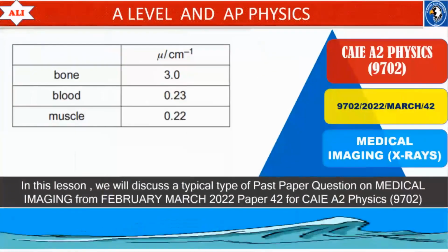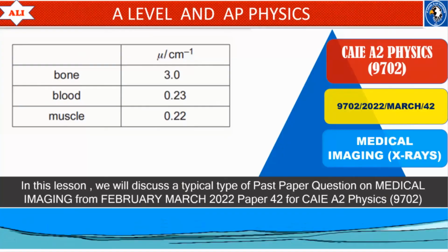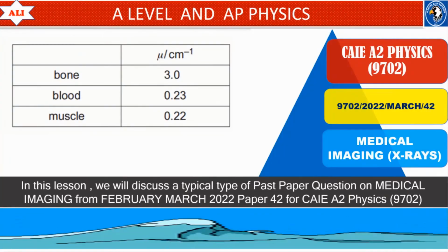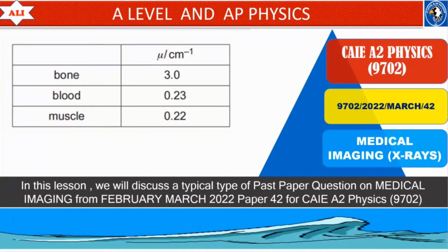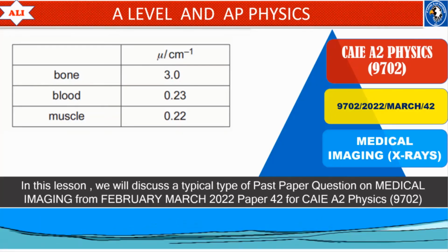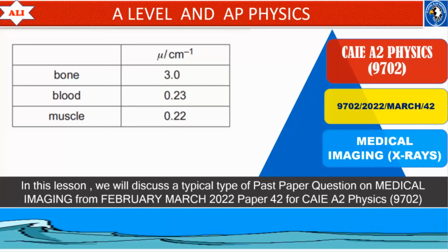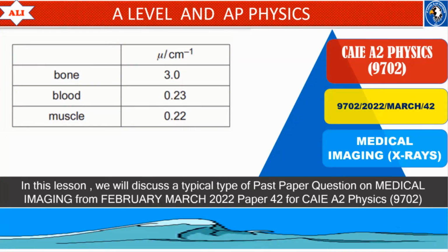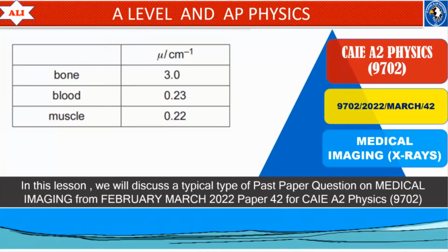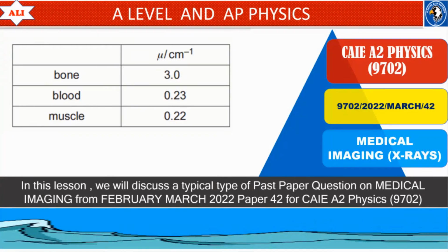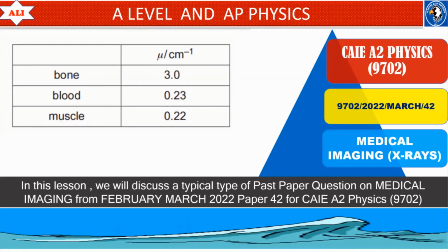Welcome to A-Level and AP Physics. In today's lesson, we will discuss one important past paper question on medical imaging. And this question is from March 2022, paper 4, variant 2. In this question, we will discuss some important points about X-rays, especially how X-rays can be used to form an image and what the difference is between good contrast and poor contrast.